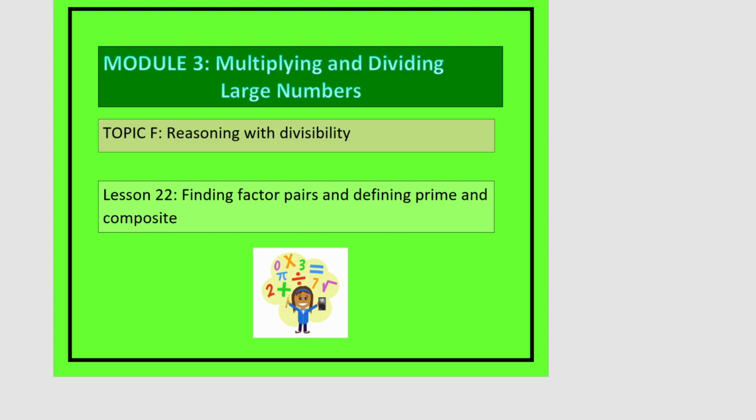This is lesson 22 in module 3, and we'll be finding factor pairs and defining prime and composite numbers.